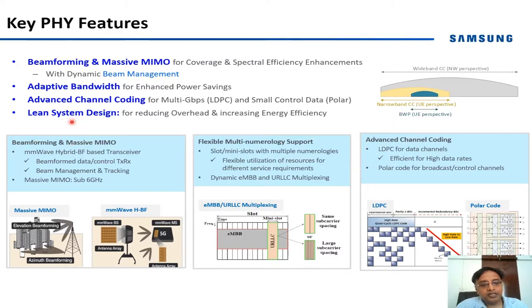The second part is on the flexible multi-numerology support. So typically in case of LTE or 3G, the system was very rigid. The entire slot and mini slot structure was fixed. But in case of 5G, since there are different service requirements for enhanced mobile broadband and ultra reliable low latency, there are certain latency and reliability components additionally added, we need a different kind of slot structure. So we need different subcarrier spacing or different size of the slot.